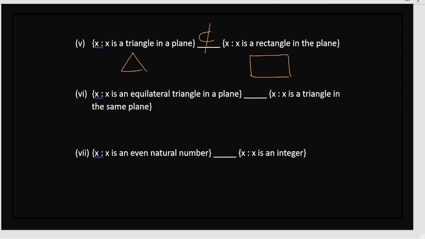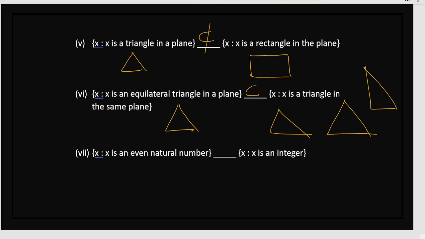So the next one is, x is an equilateral triangle in a plane, x is a triangle in the same plane. x is an equilateral triangle, that means all sides are equal. The second set can be anything: scalene triangle, equilateral triangle, right angle triangle, like that. So definitely equilateral triangles are a subset of triangles in the same plane.